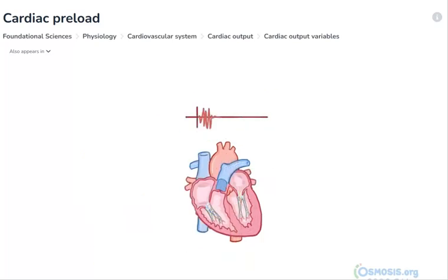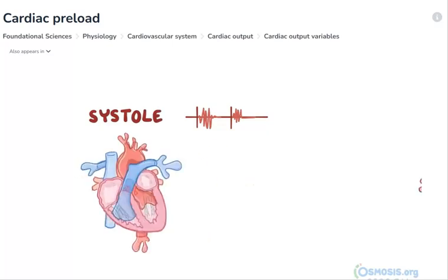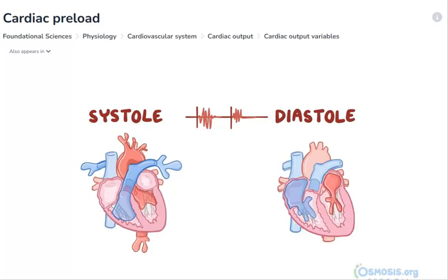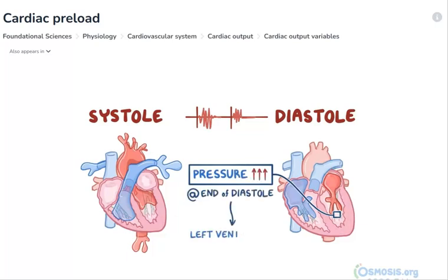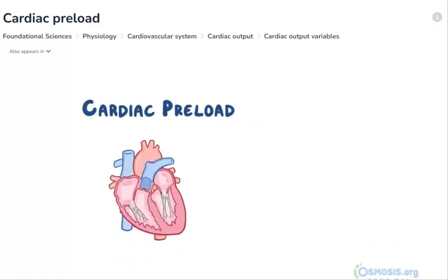Alright, now each heartbeat consists of two phases. Systole, which is when the heart contracts and pumps the blood out of the ventricles, and diastole, which is when the heart relaxes and ventricles fill with blood. And as the left ventricle fills with blood during diastole, the pressure within it rises. The pressure at the end of diastole is called the left ventricular end diastolic pressure, which is a key determinant of cardiac preload. So cardiac preload can be defined as the ventricular wall stress at the end of diastole.